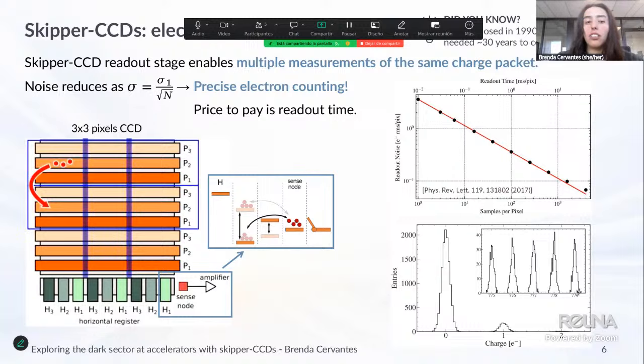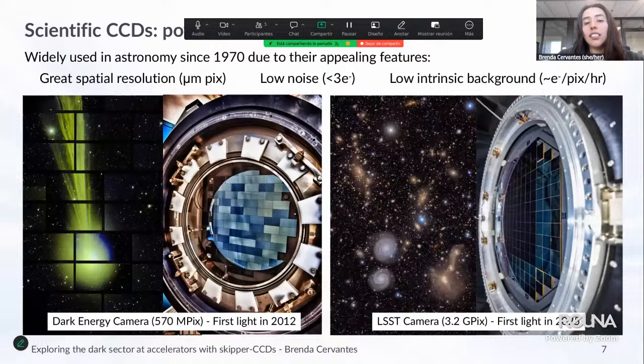The only disadvantage for certain applications of this technology is that the readout time of these sensors is also proportional to the number of samples that you take. So the readout time grows a lot. But for some other applications, we can deal with those readout times. So CCDs have been used in several fields. One of the important fields is astronomy.